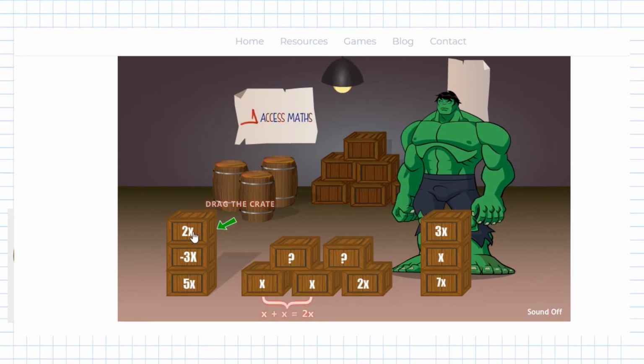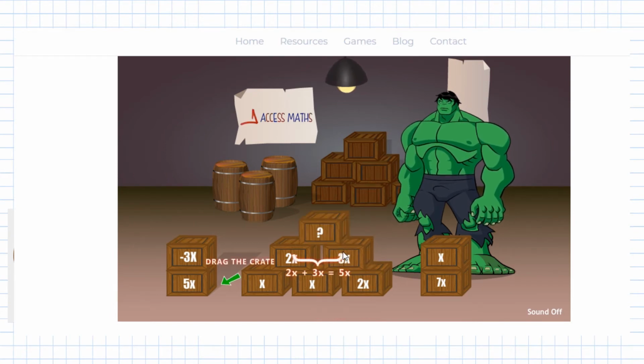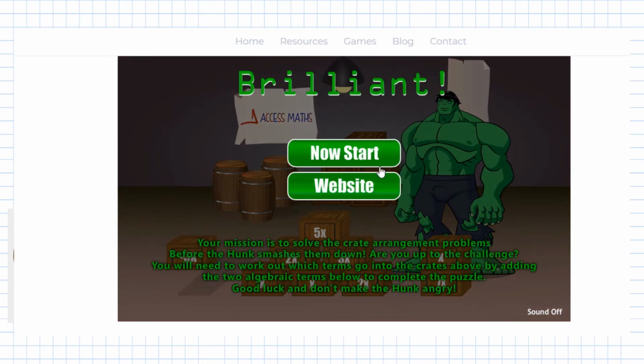Bit of light relief here with our algebra year 6. So we have got x and an x add x makes 2x, so we drag this one up to there, and then x plus 2x gives us 3x, so we'll drag that one there, and then we're adding the 2x and the 3x together, so that will be 5x, and that's your crate problem finished.